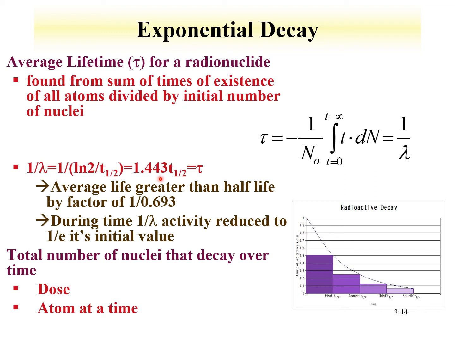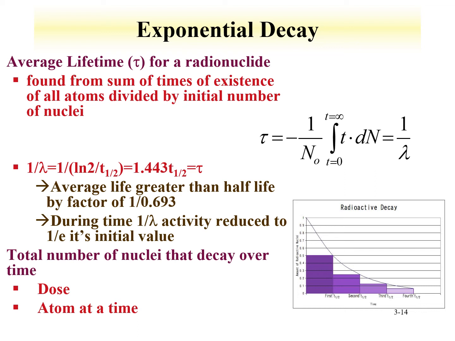So the average lifetime is greater than the half-life by this factor, and during some time of initial activity, it's reduced to 1 over e of its initial activity. So I can understand the relationships between these two, but when would you want to know the average lifetime? Well, a lot of times it's important if I'm talking about dose, if I want to understand what's going to be the average dose that one would get. Then you would talk about the average lifetime.